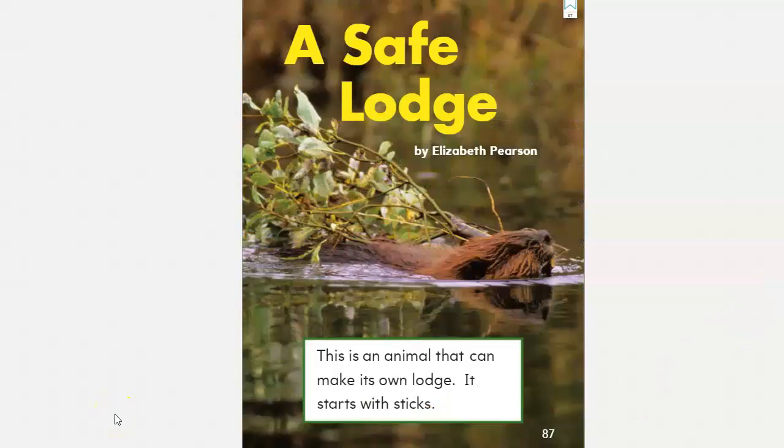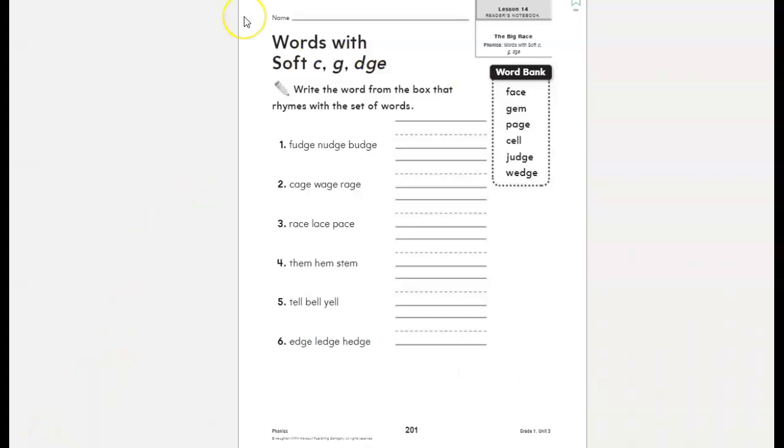So in our story, we were able to see the word lodge a lot, which again is a perfect example of the soft D-G-E sound that says J, lodge. This morning with our phonics activity, we were able to talk and learn about words with soft C, G, D-G-E. Now these soft letters make the S, J, J sound.